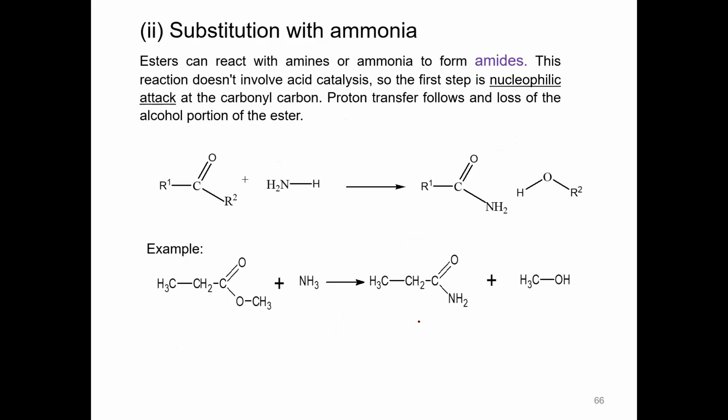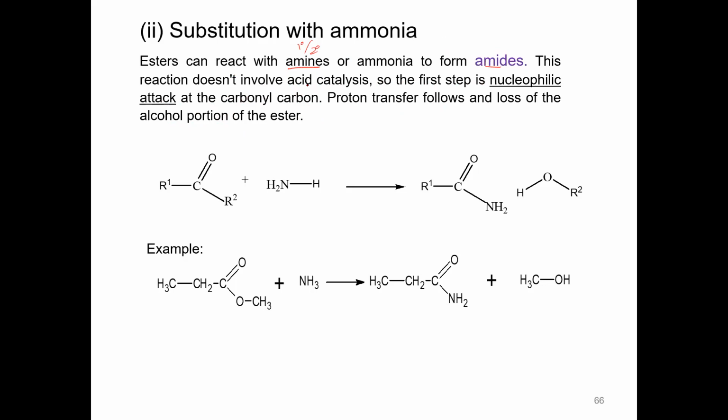And then we have substitution with ammonia. So ester can react with amine or ammonia to form amide. The amine here refers to primary and secondary amines, like what I showed before for the acid halide reaction. This reaction doesn't involve an acid catalyst. The first step is nucleophilic attack at the carbonyl carbon. Proton transfer follows and loss of the alcohol portion of the ester. So that is what will happen.